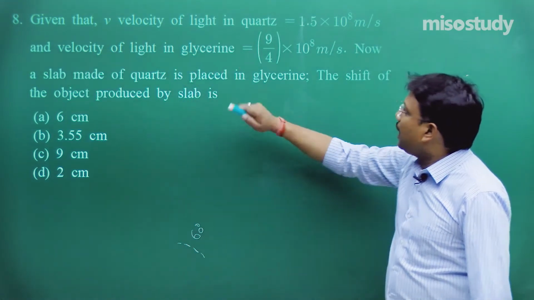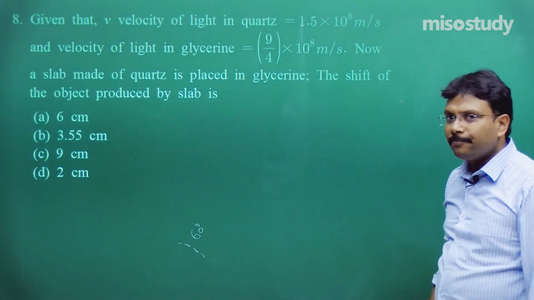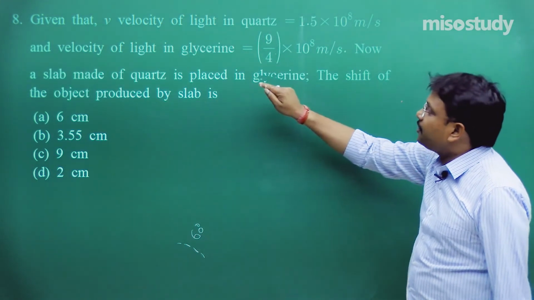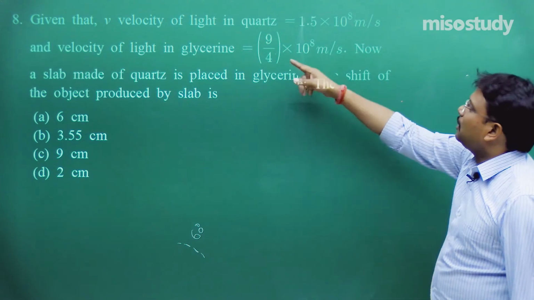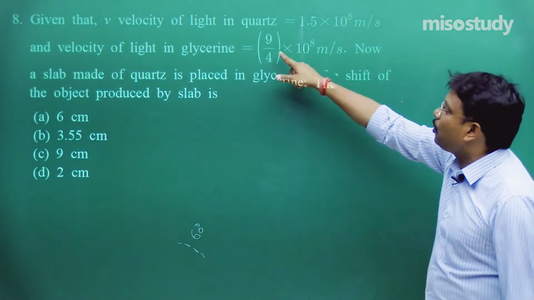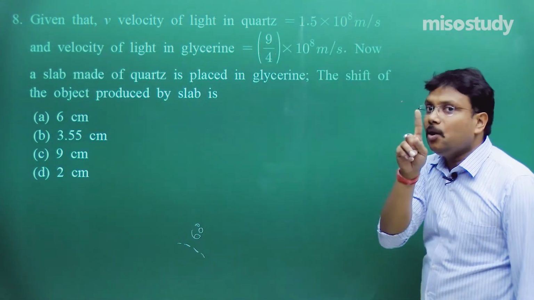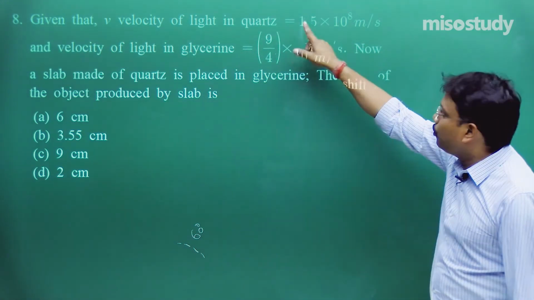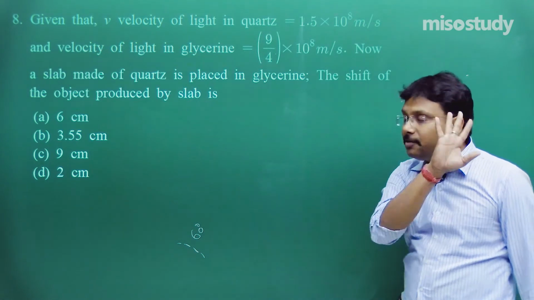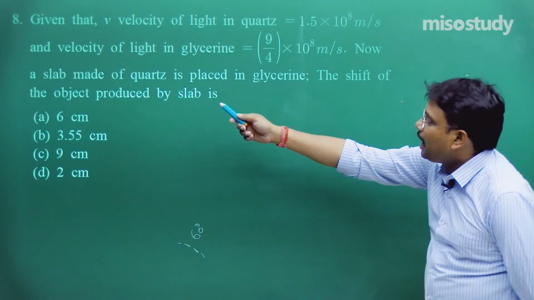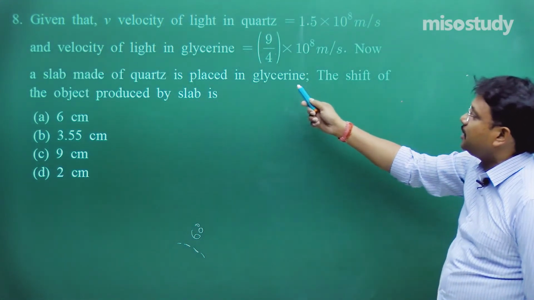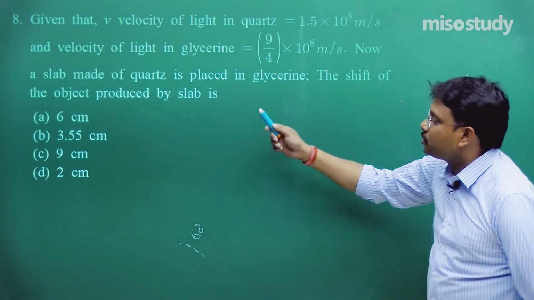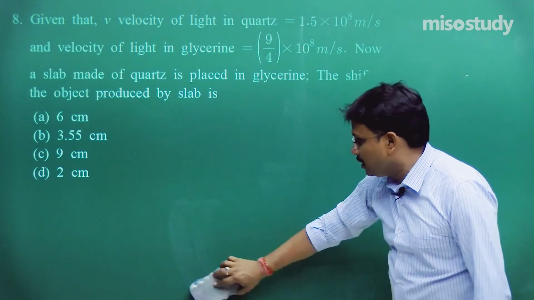And velocity of light in glycerine is this much. Obviously velocity of light in glycerine is slightly different from this value. Why? Because 4 2s are 8, remaining 1, 4, that is 2.2, it is 1.5. So both are different. Obviously the refractive index is different. Fine. Now a slab made up of quartz is placed in glycerine. The shift of the object produced by the slab is how much? It's like that.